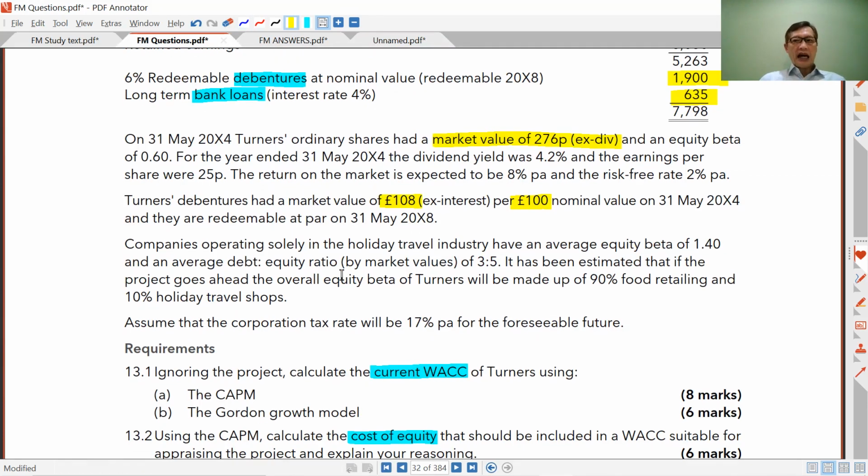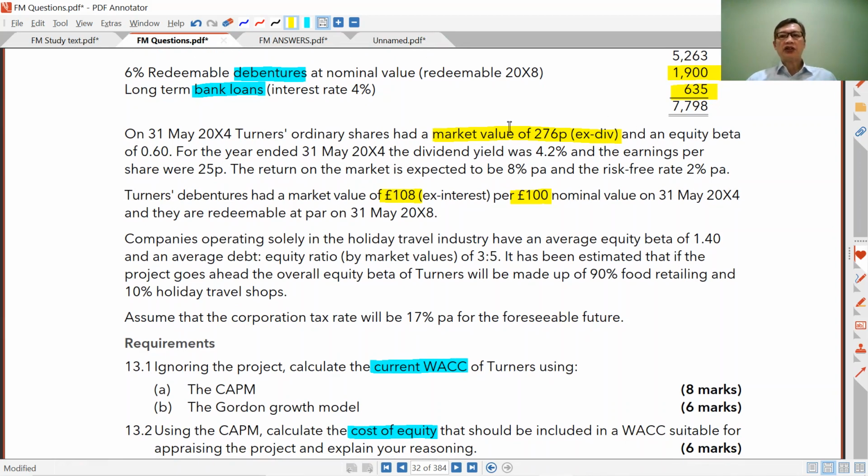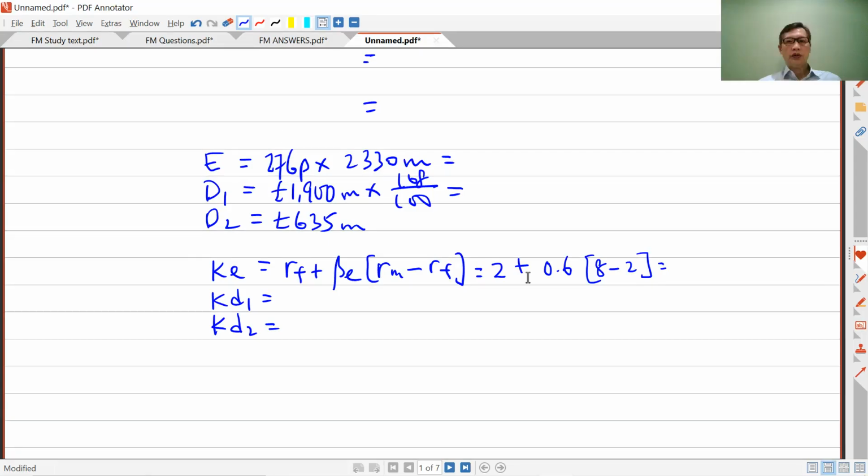So the equity beta we are talking about is for Turner. Since we are calculating for the current one, the beta is given as 0.6. And then you have also the risk-free rate given as 2%, and the market return is at 8%. So risk-free 2%, equity beta 0.6, market return 8% minus the risk-free.